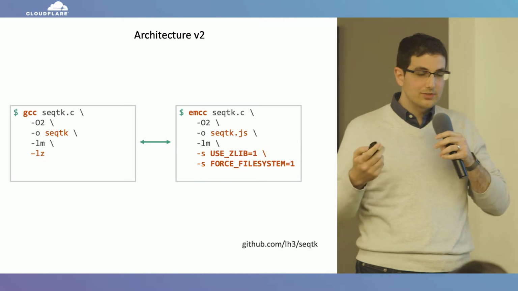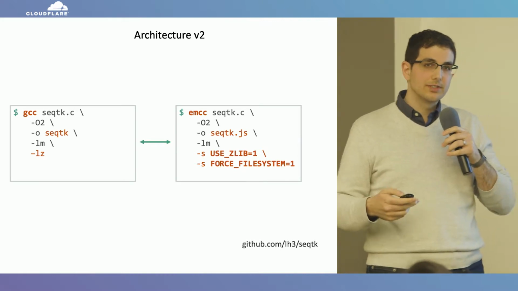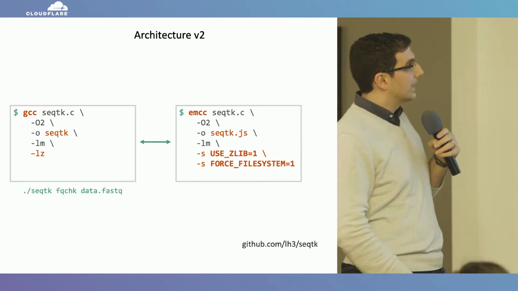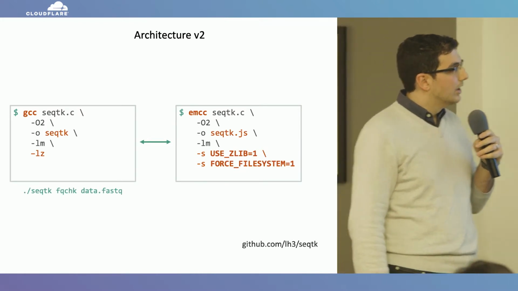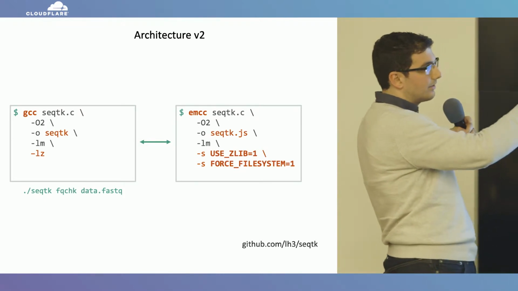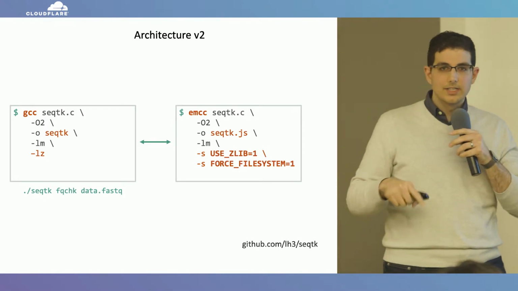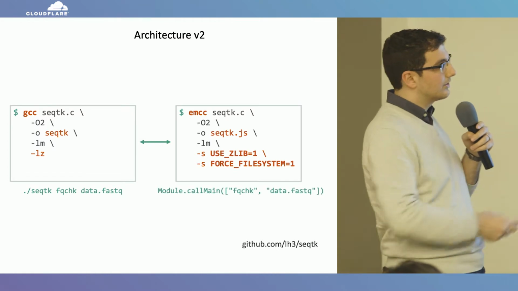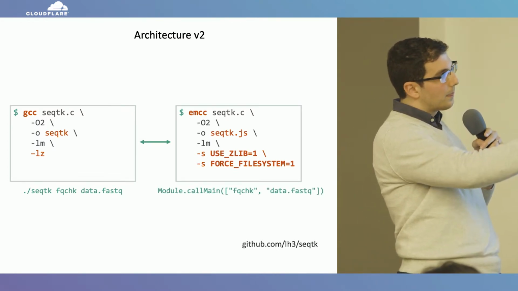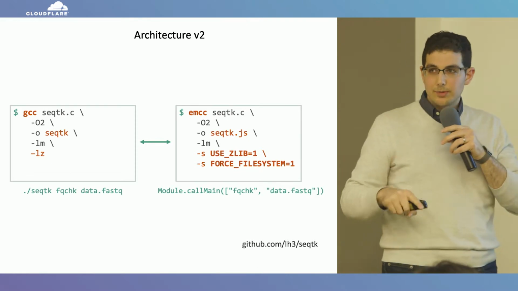This will allow us to mount files virtually within the browser in memory. And the reason why that's really useful for things like genomics is because everything happens with files. So if you look at how seqtk is called, you would call the seqtk program and you might say fastq check followed by the name of the file. Instead of doing that, we're going to do this in JavaScript using Emscripten's utility function callMain, and we're going to give it the exact same parameters.